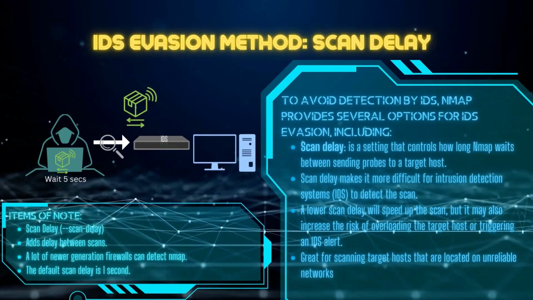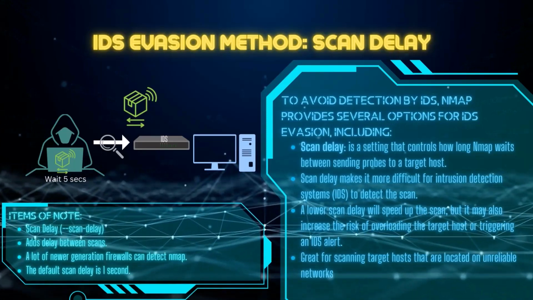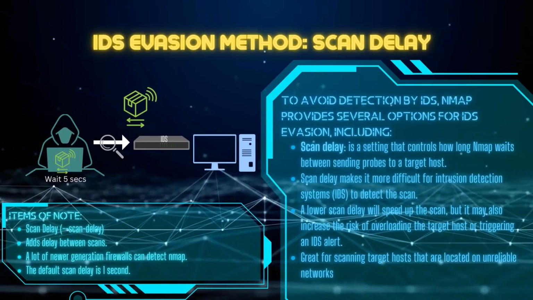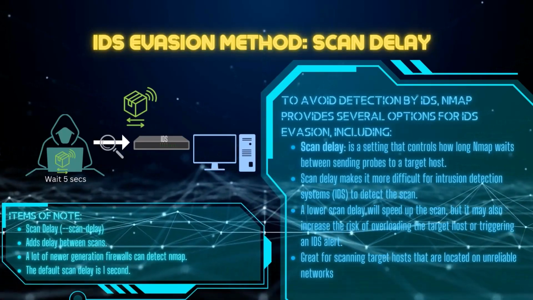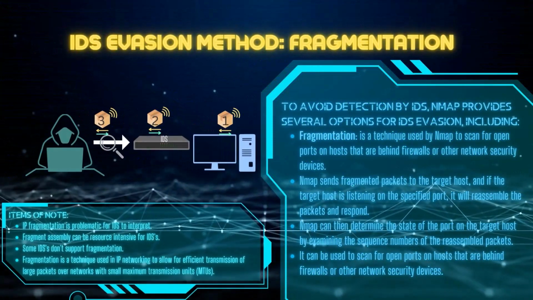This can be useful for evading time-based firewall and IDS triggers that may be in place. By adding a delay, Nmap can avoid sending packets too quickly and triggering alarms on the network. It's beneficial for stabilizing a network and avoiding time-based firewall and IDS triggers. Fragmentation. This option tells Nmap to fragment the packets.